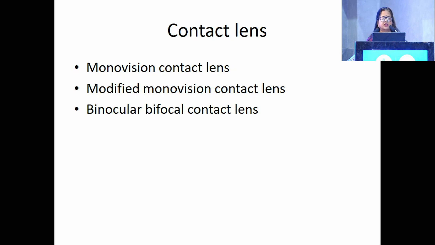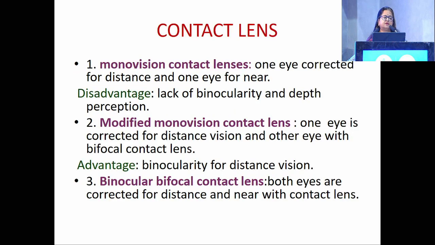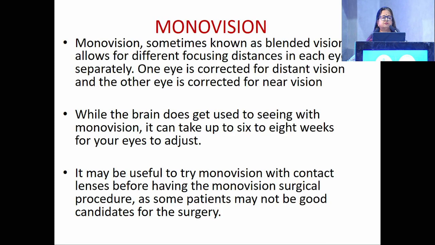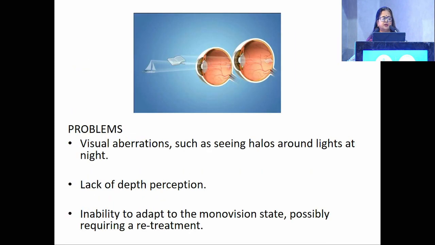Monovision contact lens can be a good option. Modified monovision contact lens and bifocal contact lens can also be given. In monovision, one eye is corrected for distance and the other eye for near. The disadvantage is the lack of binocularity and depth perception. In modified monovision, one eye is corrected for distant vision and the other eye gets a bifocal contact lens. The advantage is that binocularity for distant vision will be there. And these are non-accommodative treatments, so one of the monovision treatments can be done.